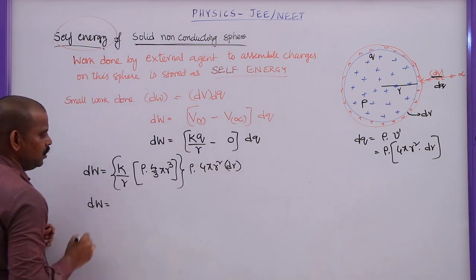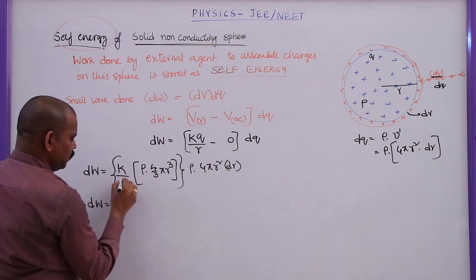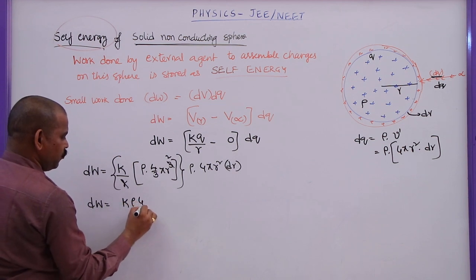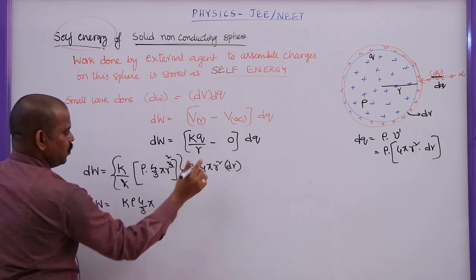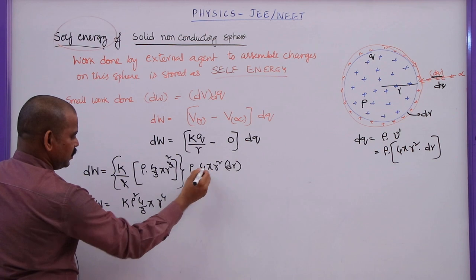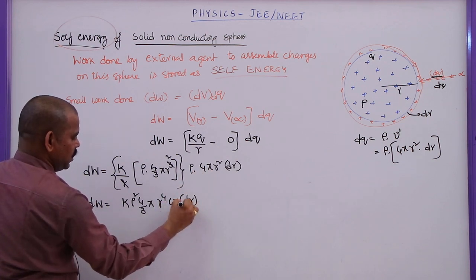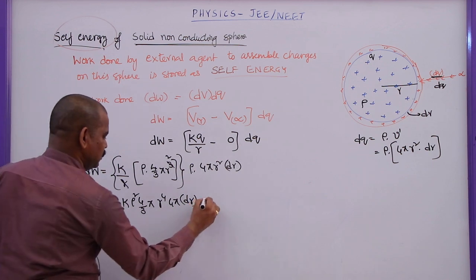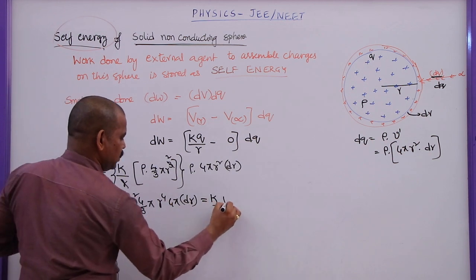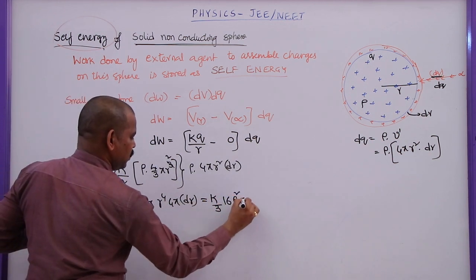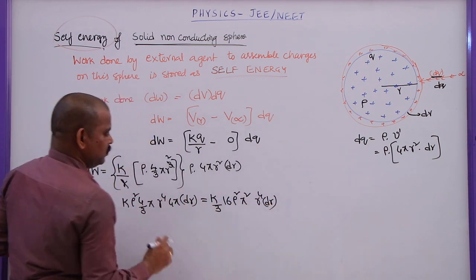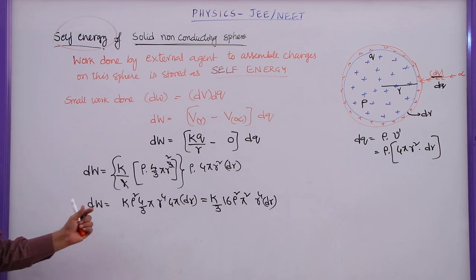Now I am simplifying this equation. dW is equal to, here you can cancel one of the r and one of the r square. So this will be k rho 4 by 3 pi, r square into r square, r power 4, one more rho, that is rho square. The remaining terms are 4 pi into dr. Now simplifying, k by 3, 4 4s are 16, rho square, pi square, because pi into pi square, r power 4 dr. So this is the small work done, dW.